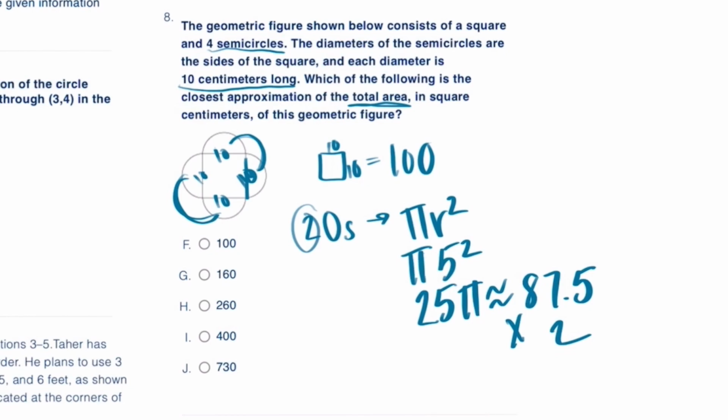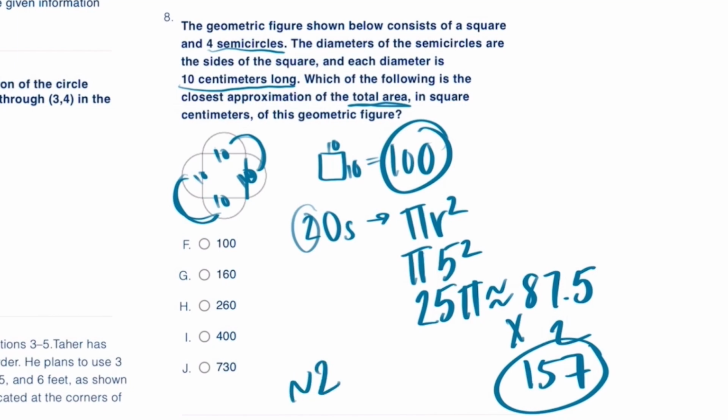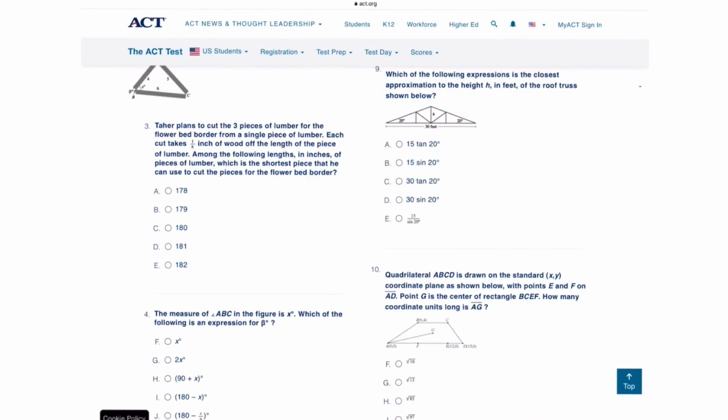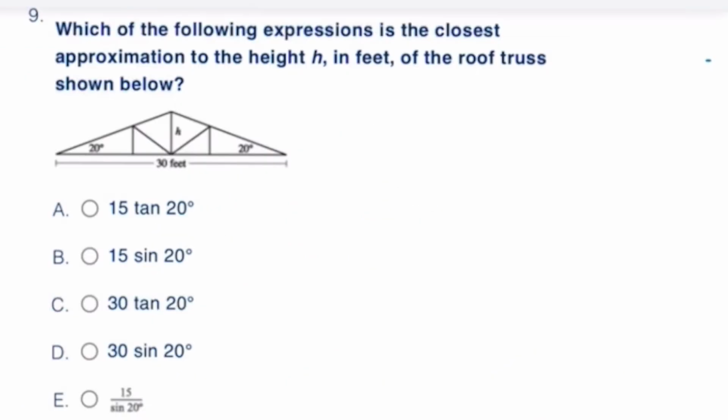Remember, we have 2 of them, getting us a total of 157 plus the 100 gets us 257, so approximately 260, option H. Number 9 is also a geometry problem. I'm telling you guys, this section is the geometry section, I guess. And we are wanting to find the height of this triangle. Right, so we are going to have to use our trig functions to find that height.